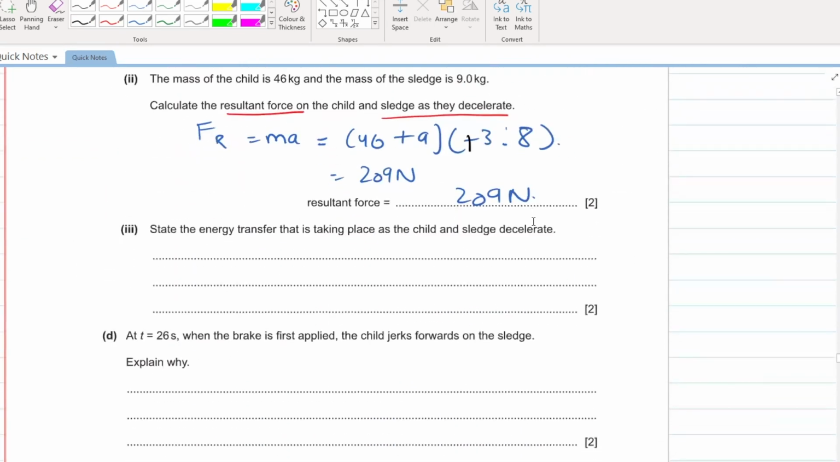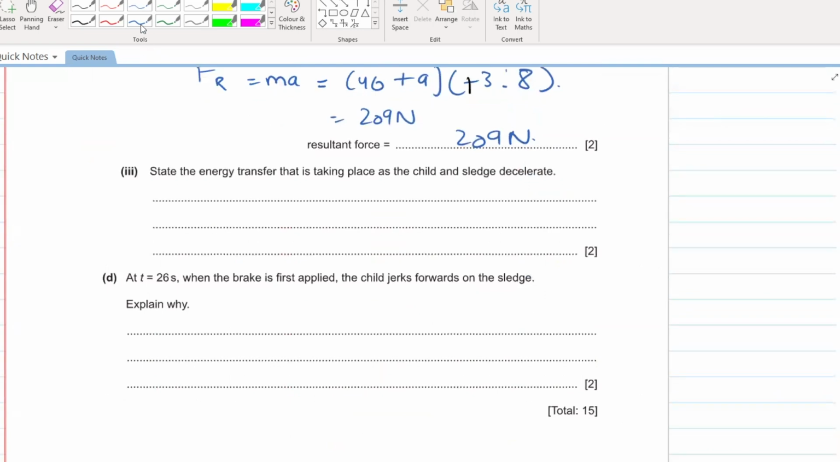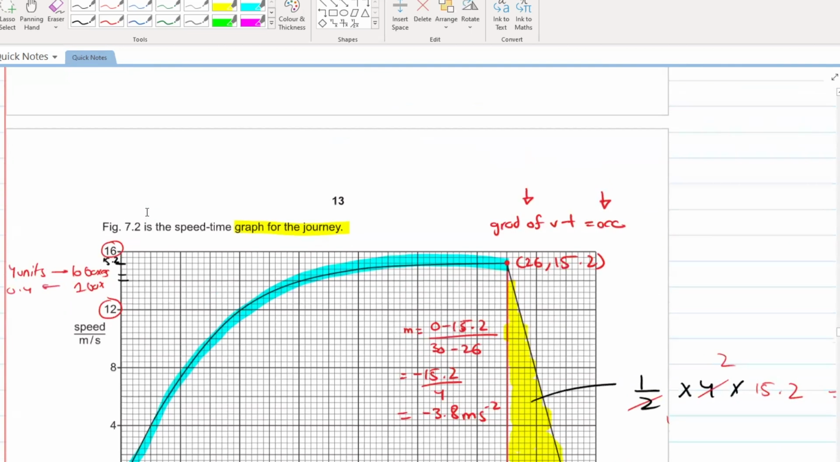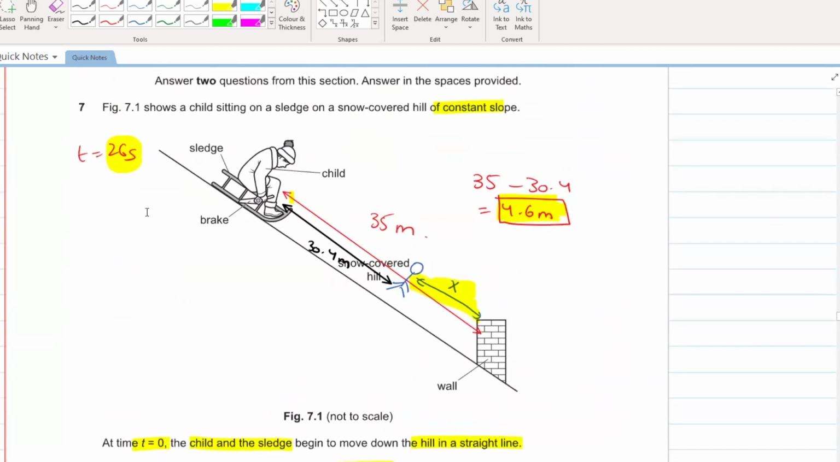Now, state the energy transfer that is taking place as the child and the sledge decelerate. Beta, as the child and the sledge decelerate, one energy is getting lost. That is, kinetic energy is decreasing. This is pretty obvious. Why? Because the velocity is decreasing. There is one more energy that is getting lost.